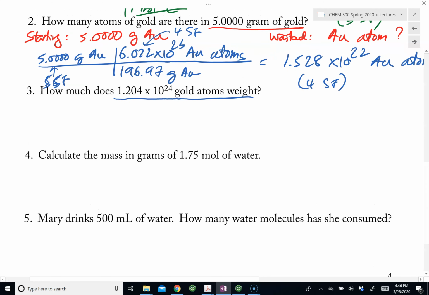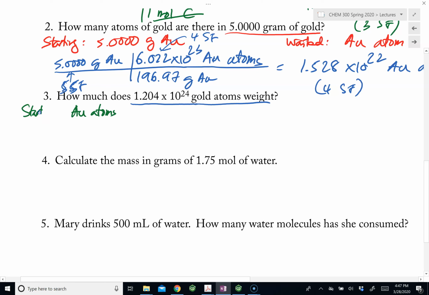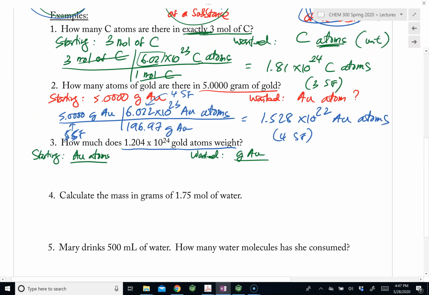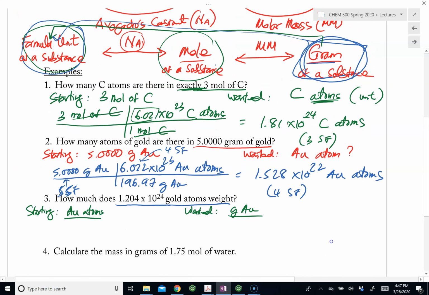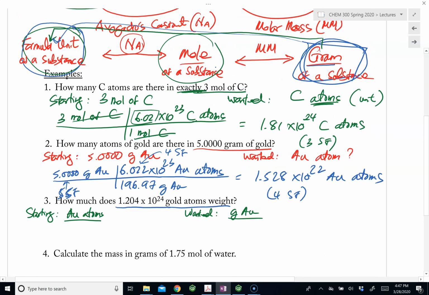And in this case, we are starting out with gold atom. That is our starting unit. And in this case, we are asking for the mass, gram of gold. That is our wanted unit. So we have to convert from atom into gram. So how will we do that? Here we are starting with atom as a unit, and we're asking to convert into gram. So we have to go from formula units into gram.